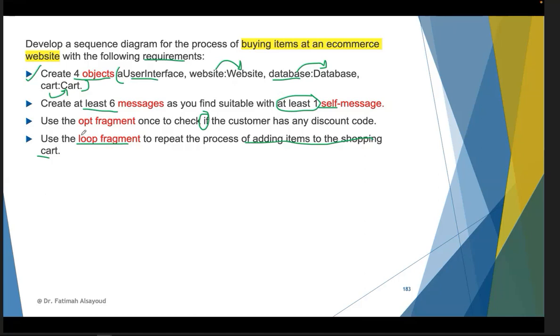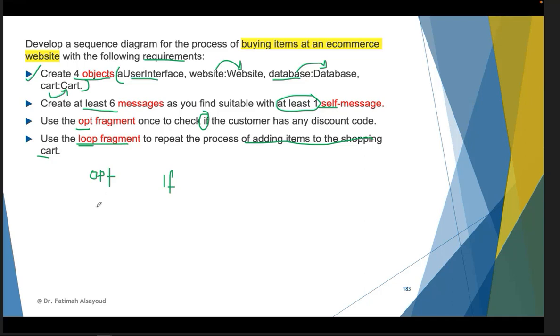But before that, I would like to see if you remember the difference between the opt and the loop, and we have one more. We have 3 types of fragments: opt, loop, and we have one more. What is it? Else. Excellent. What is the difference between the opt and the alt? The opt is optional. What does optional mean? We have only one option. So there will only be the if.